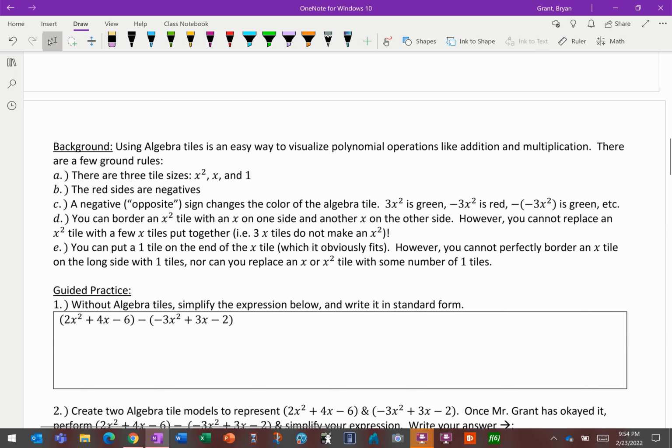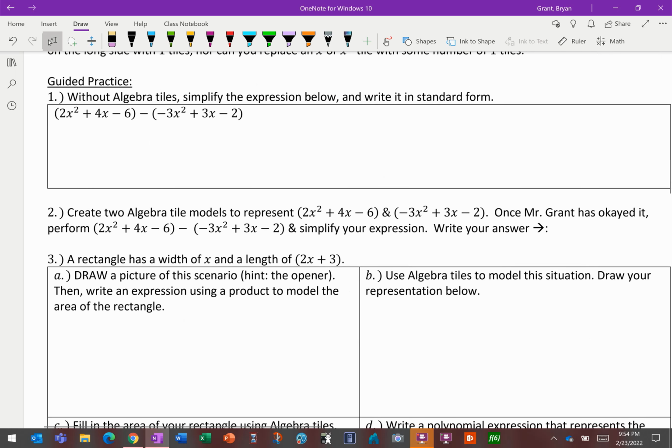So, let's do a little bit of practice. The first thing I'd like you to do is, without algebra tiles, go ahead and simplify this expression below. This is back to last class's lesson. Once you're done, write it in standard form, and then let your teacher know so they can quickly check. You're going to unpause, and we'll see how you did. Ready, set, go.